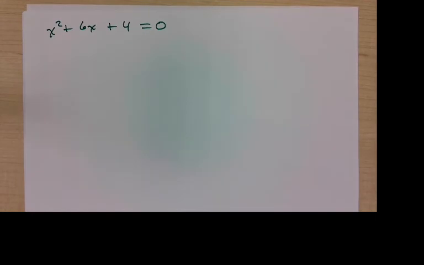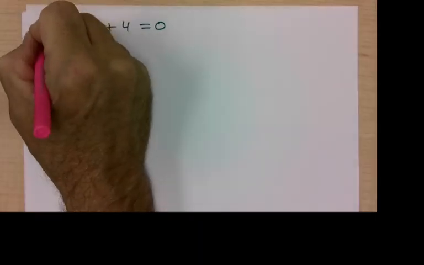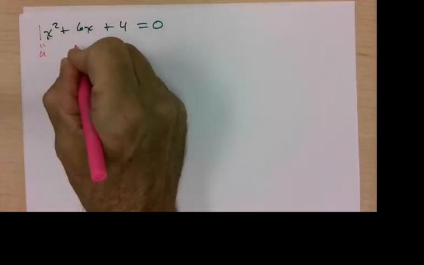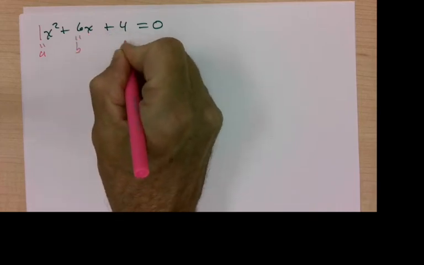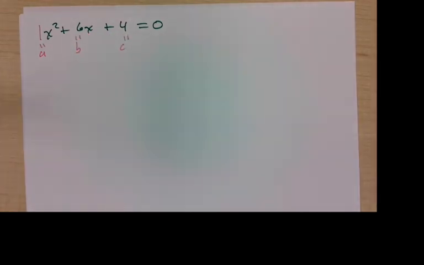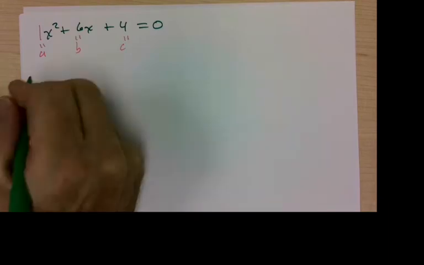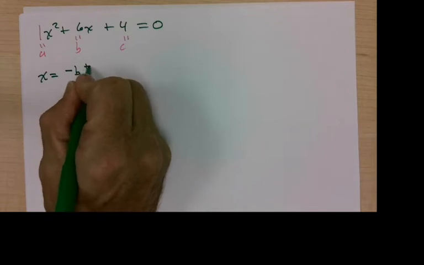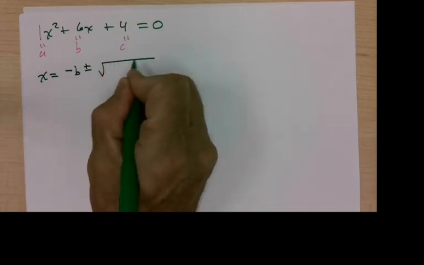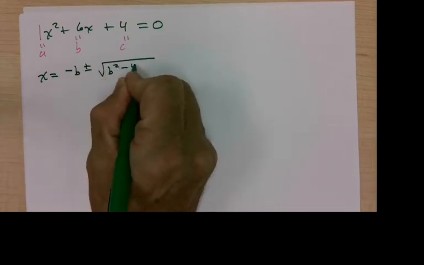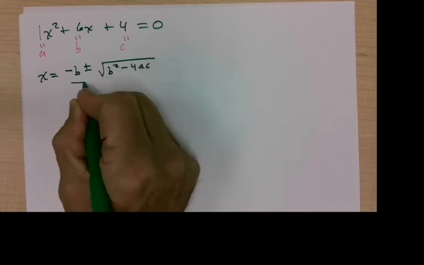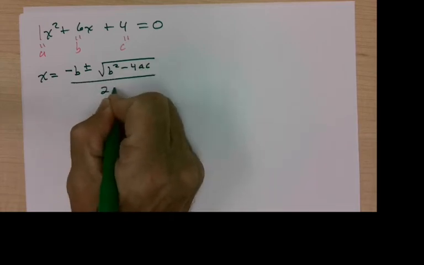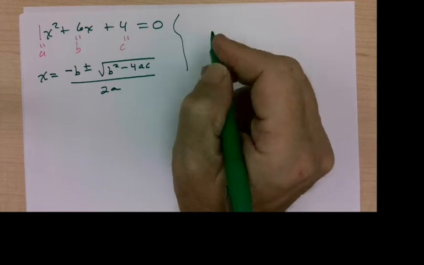So we're going to go A, B, and C. A is going to equal 1. B is going to equal 6. C is going to equal 4. So our formula is x equals negative b plus or minus the square root of b squared minus 4ac all over 2a. Make sure we know our variables again.